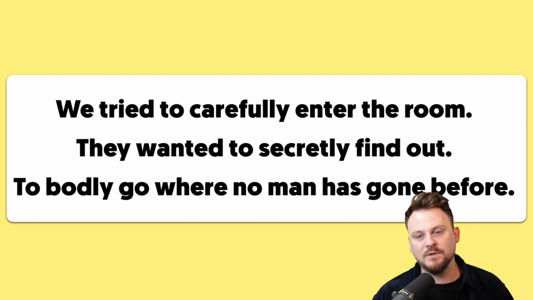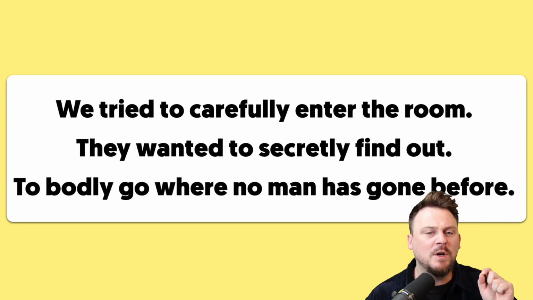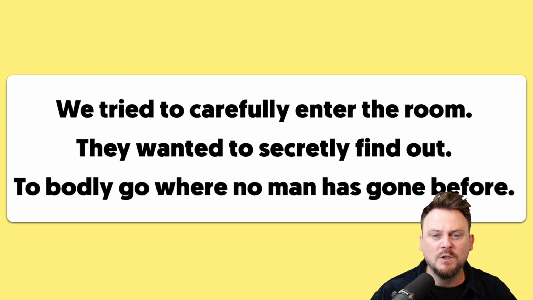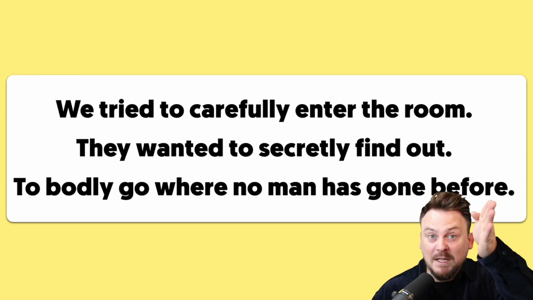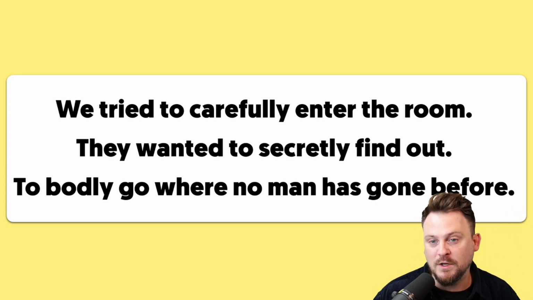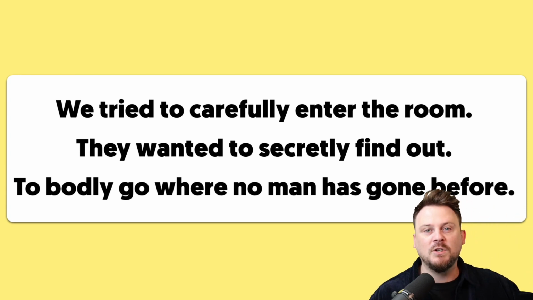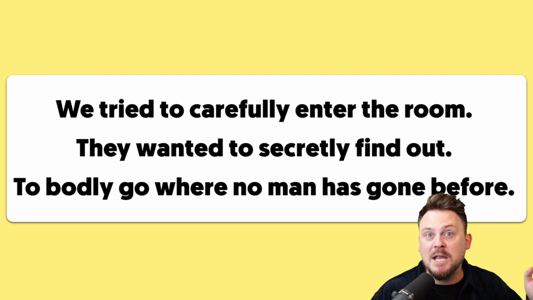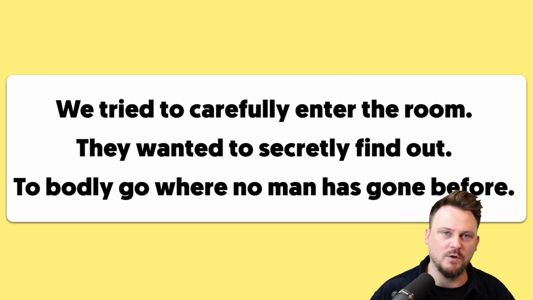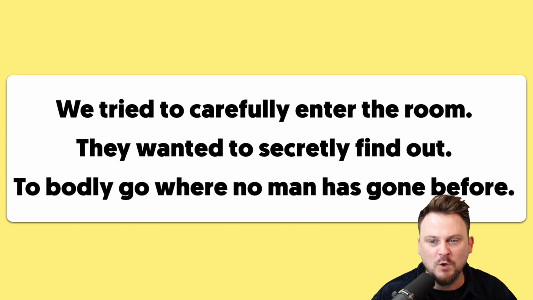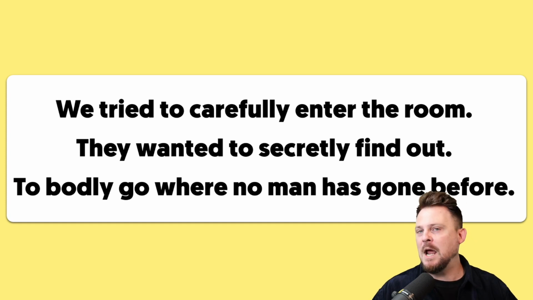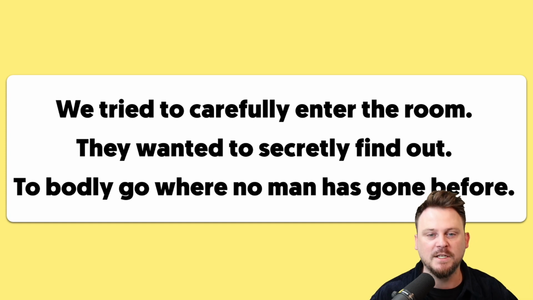Here are a few examples. We tried to carefully enter the room. So to enter would be the infinitive, and carefully between to enter would be splitting the infinitive. We tried to carefully enter the room would be just as natural as saying we carefully tried to enter the room, or we tried to enter the room carefully. And I would say all of those are just fine.